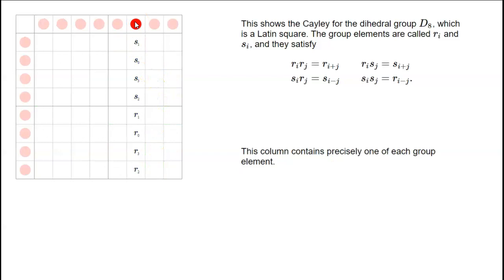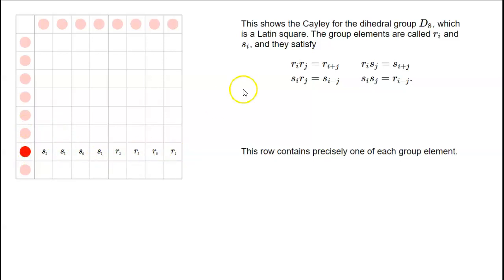And similarly, if we look at any column here, you can see you've got R0, R1, R2, R3, S0, S1, S2, S3. Every element of the group occurs precisely once in this column. And similarly, if we look in this row, we've got R0, R1, R2, R3, S0, S1, S2, S3. Every element of the group occurs precisely once in each row.